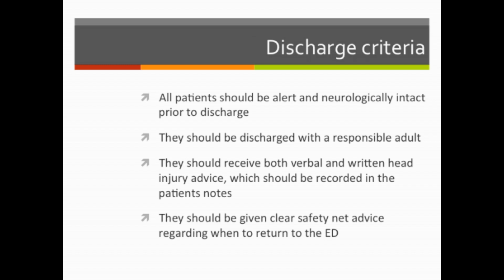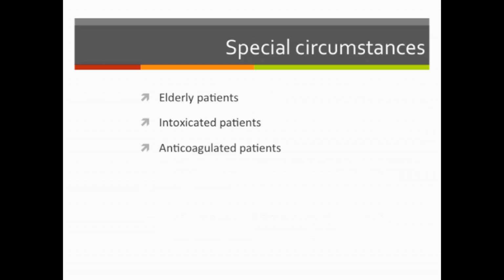It's also important to go through the features that we would want the patient to return to the department if they experience. So if a patient is persistently vomiting, if they have an episode of decreased conscious level, if they suffer a seizure, if they're developing any focal neurology, if they're developing a very severe headache, or if there's concern by the patient or their relatives, then they should be advised to return back to the emergency department. And as with other conditions, they should be given clear safety netting advice on what to do should they experience those features.